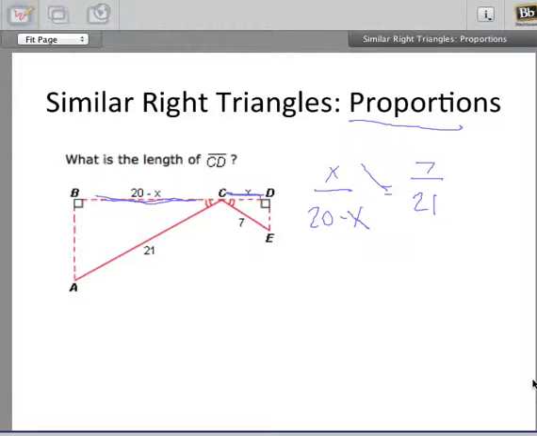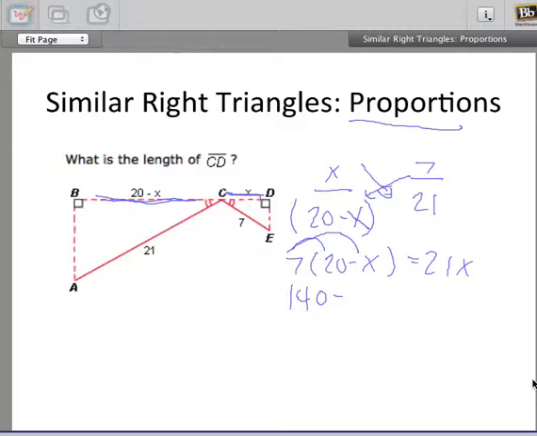When you cross multiply, you want to make sure you put parentheses around here so that you distribute that 7 in. So you get 7 parentheses, 20 minus X equals 21X. Don't forget to distribute.